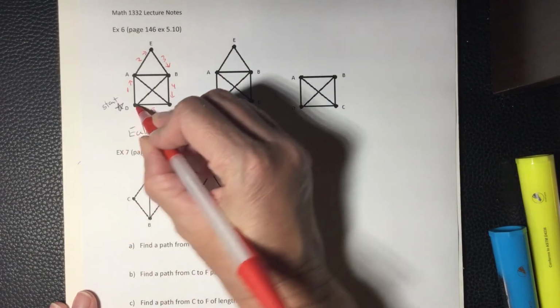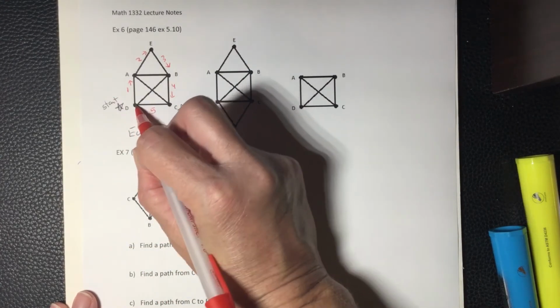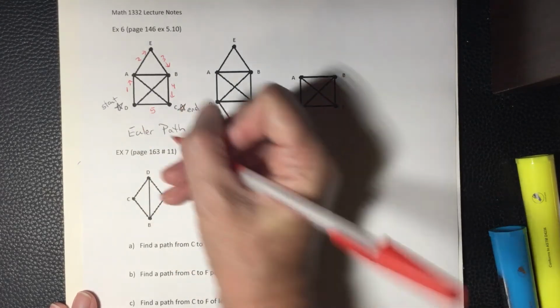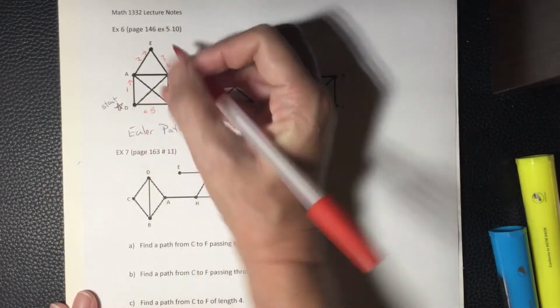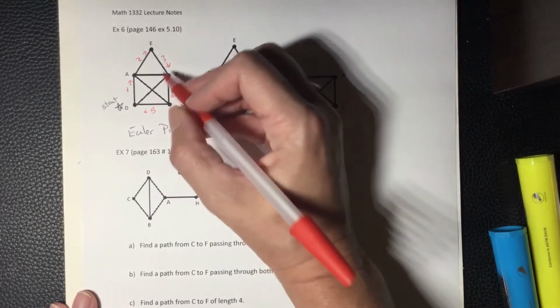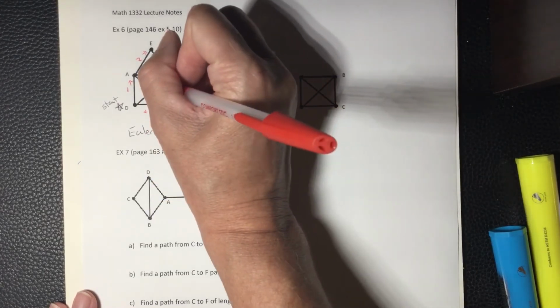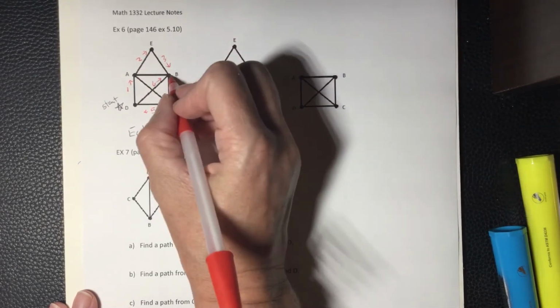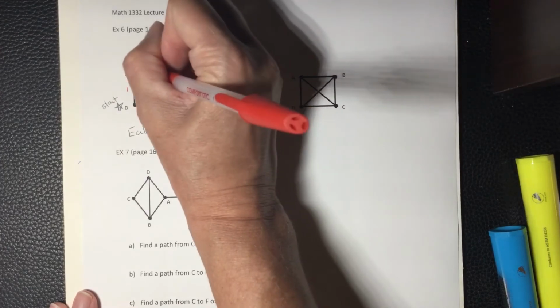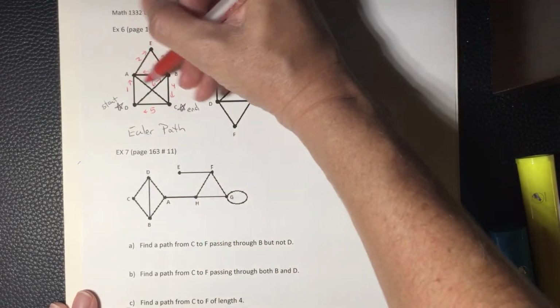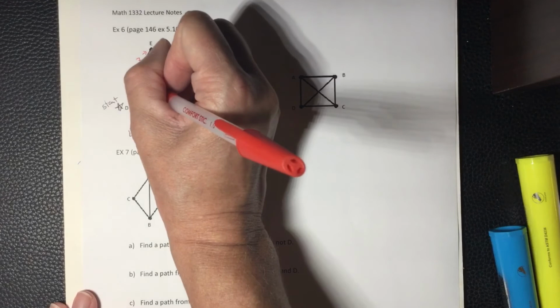So notice I'm hitting that vertex again, but I can hit a vertex more than once, I just can't hit an edge. So from there I'm going to come up diagonally. That's the only edge I haven't traveled yet, so this is going to be 6. Then I'm going to come across to A, that's going to be 7. And then I'm going to go back from A to C, and that's going to be 8.